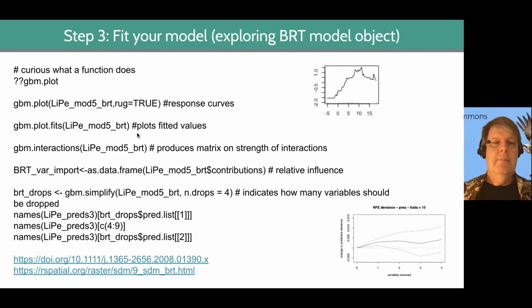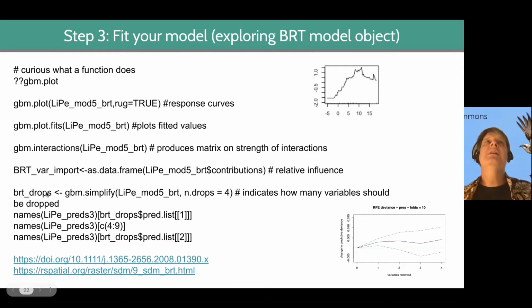This line of code plots your fitted values. This gives you an understanding of the strength of the interactions between your different variables, which is really useful. It sort of quantifies the strength of, at least, pairwise interactions between different variables. And then this part of the model object, the contributions, gives you the relative influence of each variable. So it'll tell you how important each variable was in creating your final model. And this is just turning that into a data frame with the relative influence levels for each variable. So it's a handy thing to use.